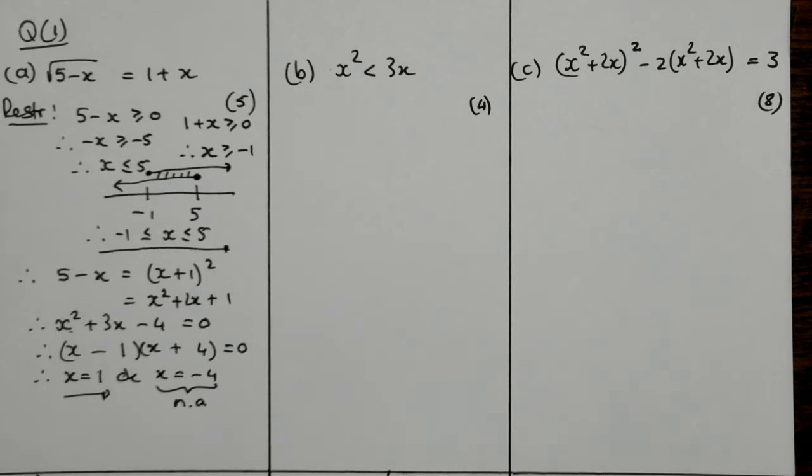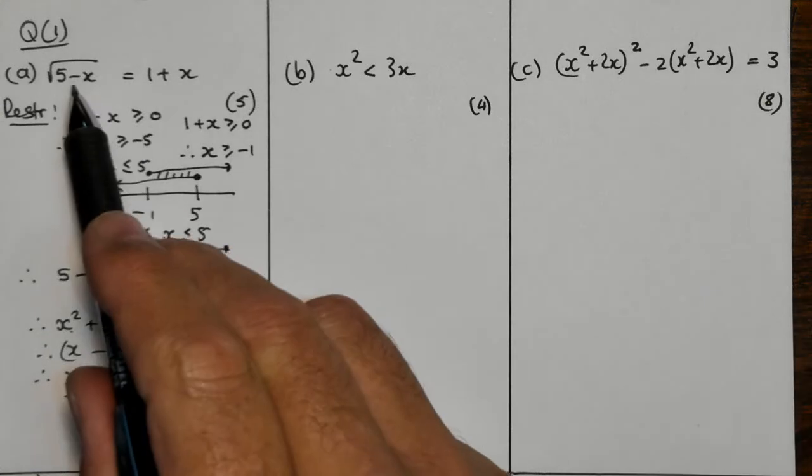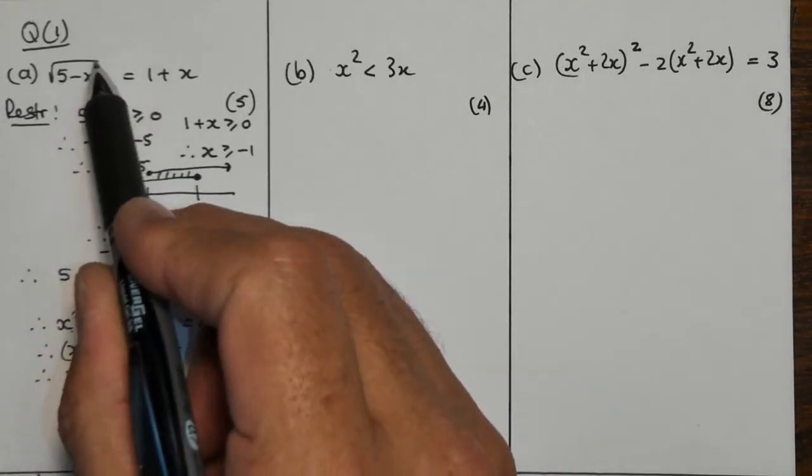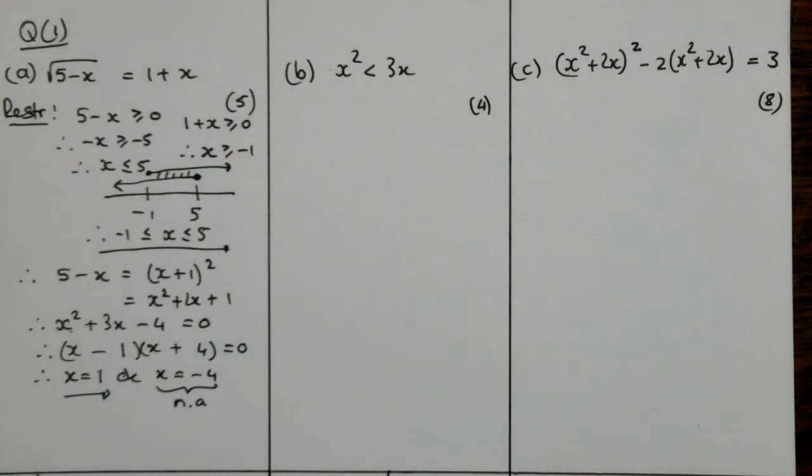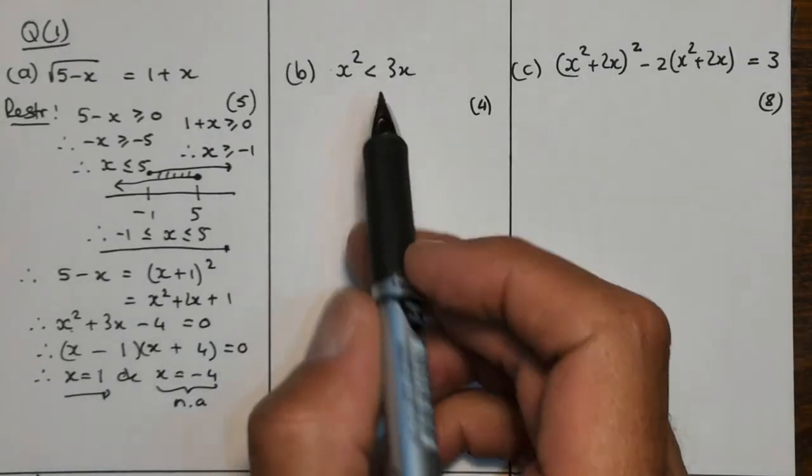Folks, make sure that you know how to deal with restrictions. You have to get the root by itself. If this was 5 minus x rooted minus 1, you have to transpose everything that's not connected with the root to the other side.